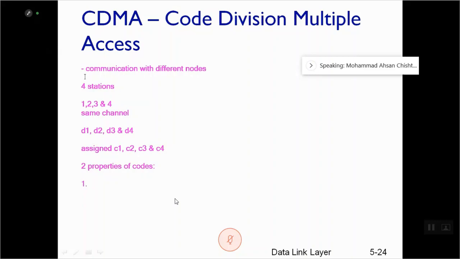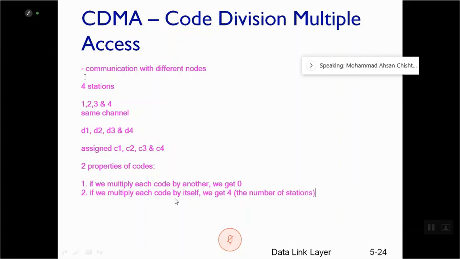The first property that we have is, if we multiply each code by another, we get 0. And number 2, if we multiply each code by itself, we get 4. And what is this 4? The number of stations, the total stations that we have.